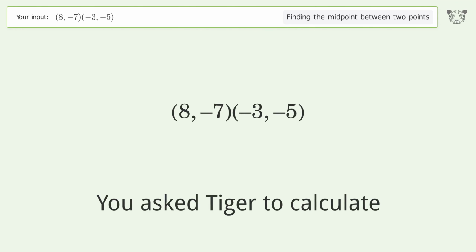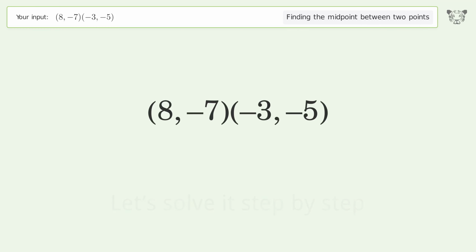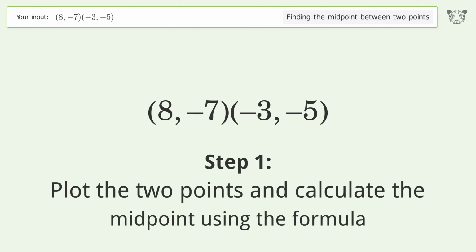You ask Tiger to calculate. This deals with finding the midpoint between 2 points. The midpoint between the 2 points is 2.5, -6. Let's solve it step by step. Plot the 2 points and calculate the midpoint using the formula.